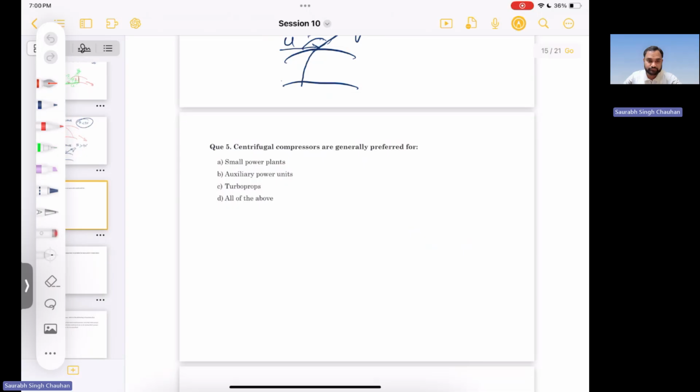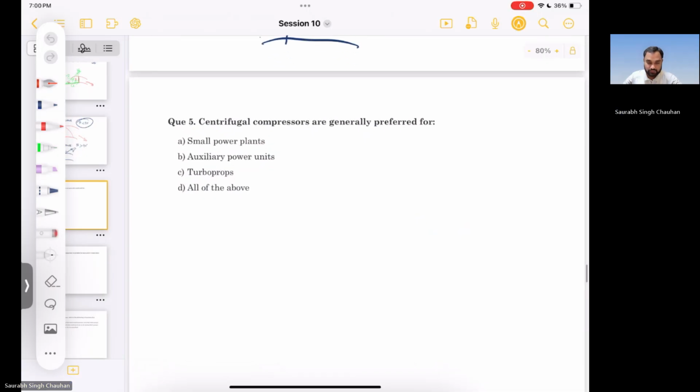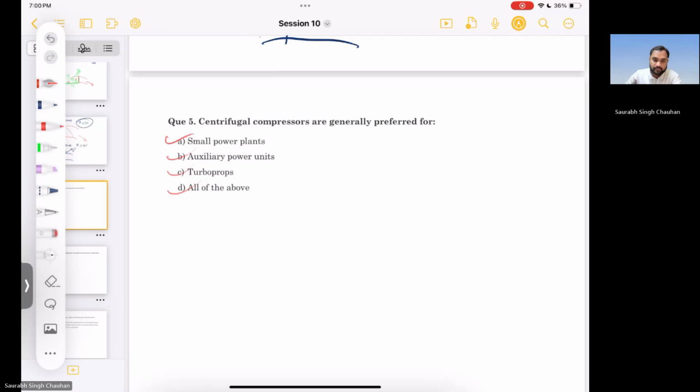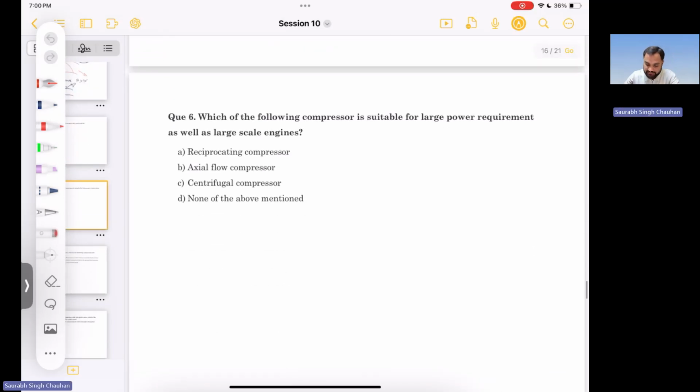Question number 5. Question number 5 says the centrifugal compressors are generally preferred for. So again, this is also discussed in the lecture that centrifugal compressors are very good choice for small power plants, auxiliary power units, turboprops. So all of these options are correct. Now we move to question number 6.